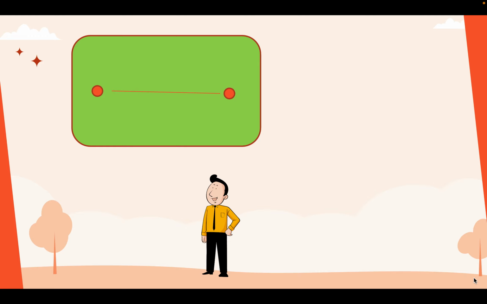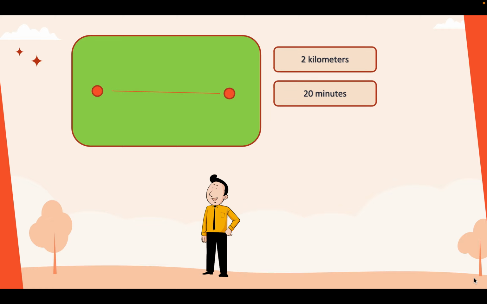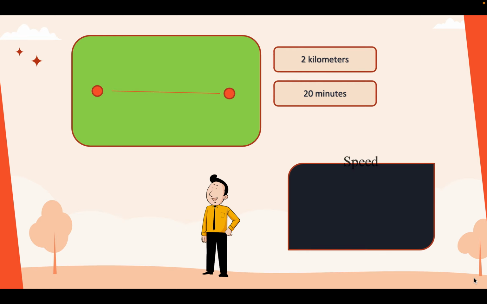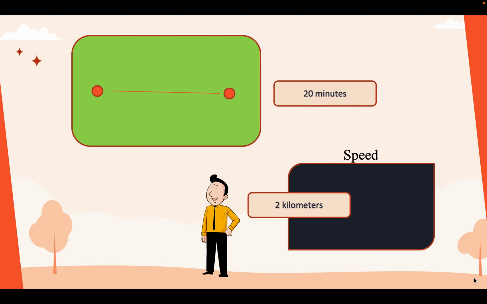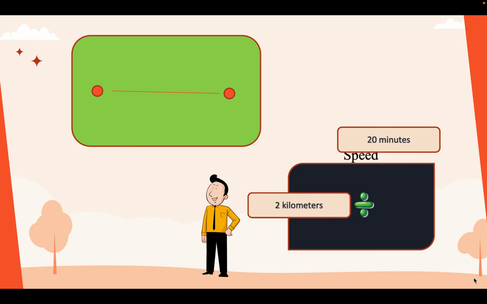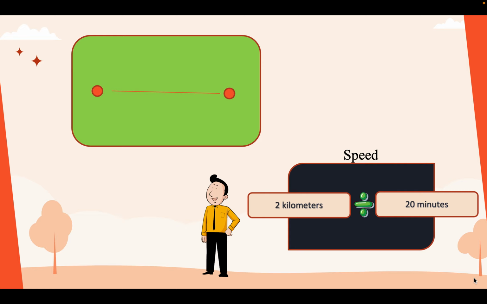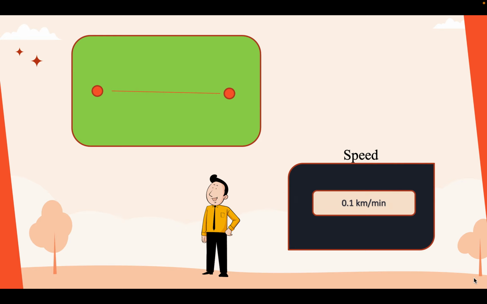Alex starts at the park entrance and runs for 2 kilometers in 20 minutes. Now to calculate Alex's speed, we need to divide the distance traveled by the time taken. So Alex ran 2 kilometers in 20 minutes. So the speed is calculated as 2 kilometers divided by 20 minutes, which equals 0.1 kilometers per minute.